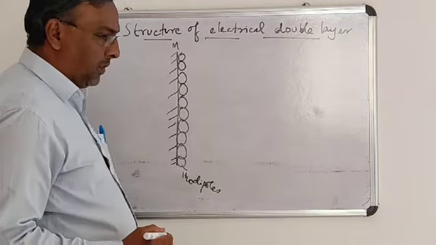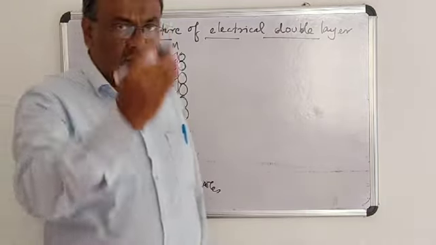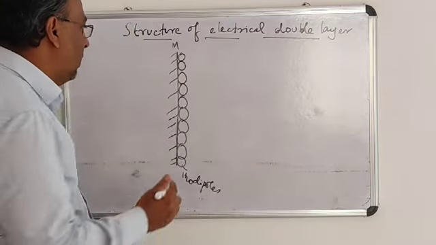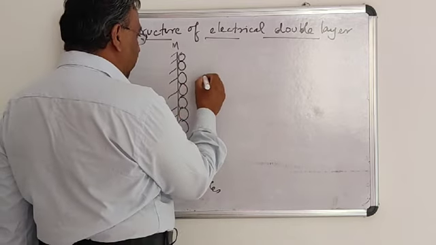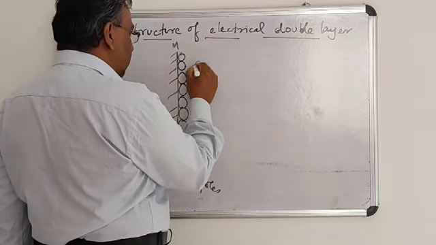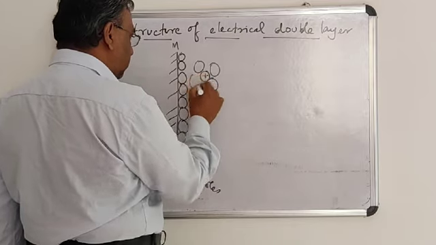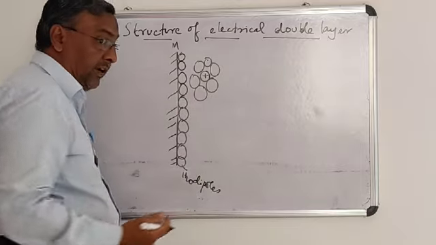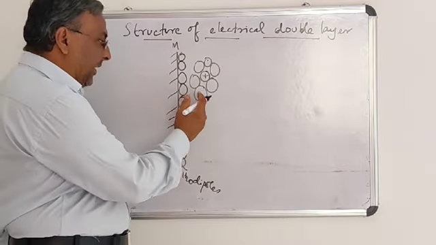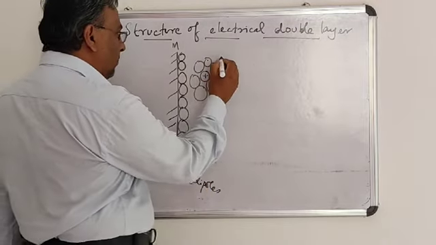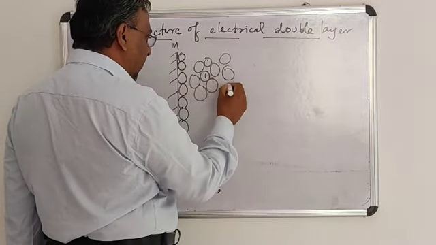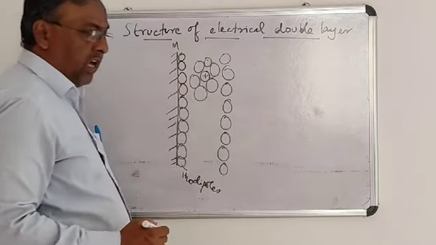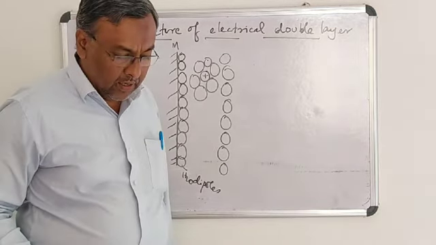This is called the primary layer of the hydration sheath. Over this primary layer there will be solvated ions. These solvated ions form the secondary layer, above which again there is a water dipole. This is called the secondary hydration sheath.